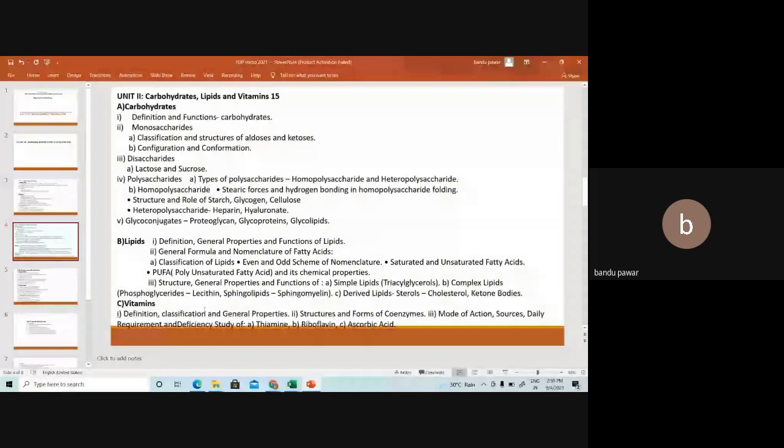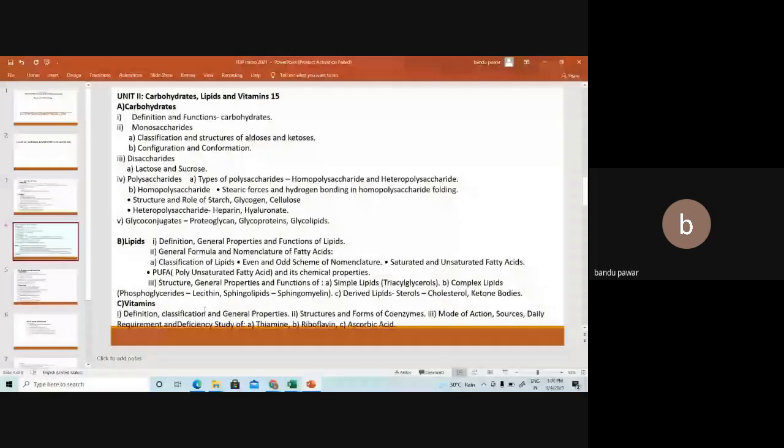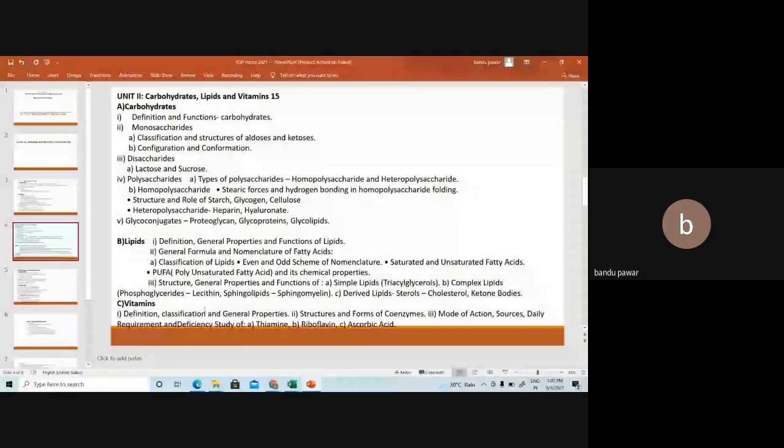It is also important. Classification of lipids, even and odd scheme of nomenclature, saturated, unsaturated, then polyunsaturated fatty acid. Polyunsaturated fatty acid, that is PUFA, is also important because we take polyunsaturated fatty acid from outside. That's why it is an essential fatty acid. Our body does not synthesize polyunsaturated fatty acid, that's why we can say that it is essential.